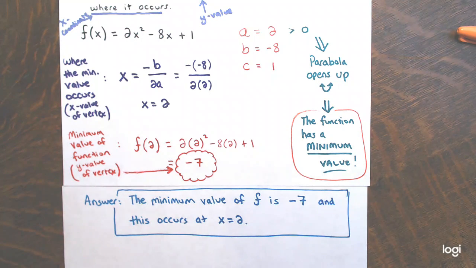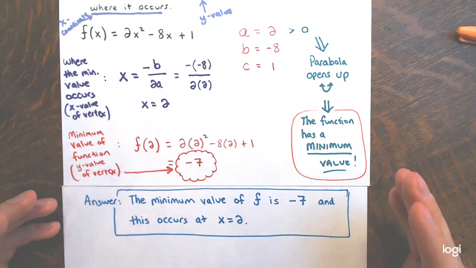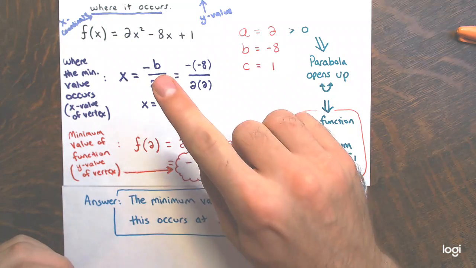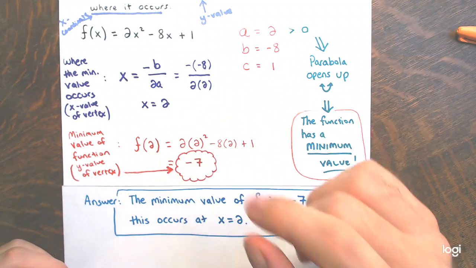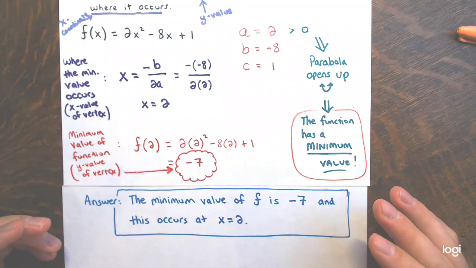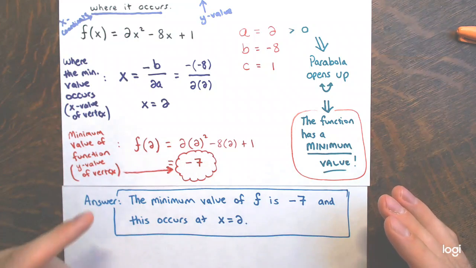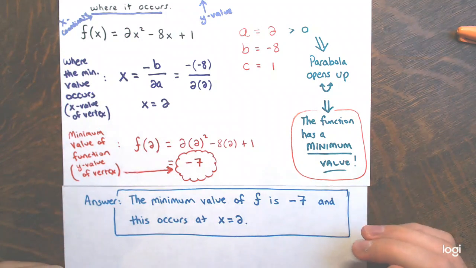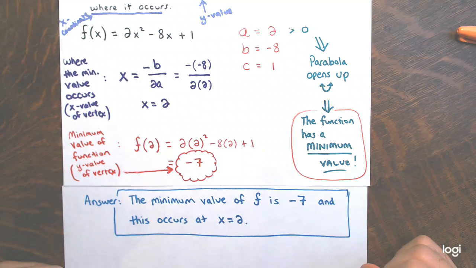Wonderful. So, does it open up or down? You'll tell right away if it has a maximum or minimum value. Then find negative b over 2a. That's where the maximum or minimum will occur. Then you plug that number into the function and get your maximum or minimum value, whatever that output is. Great.